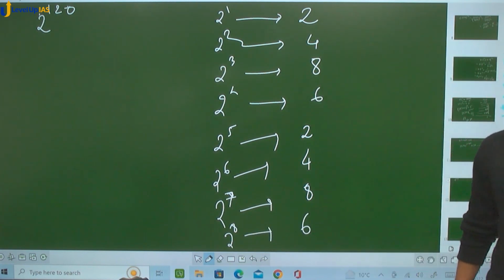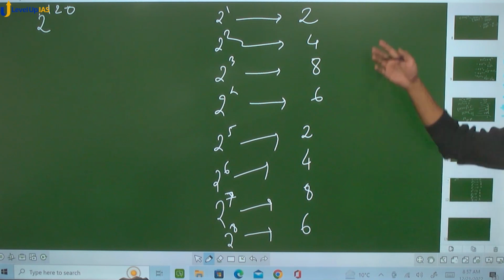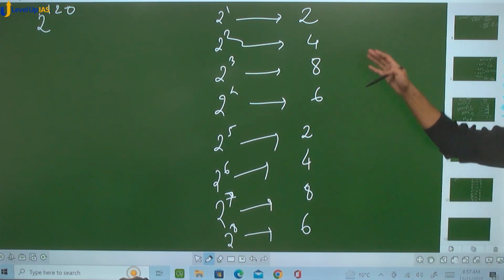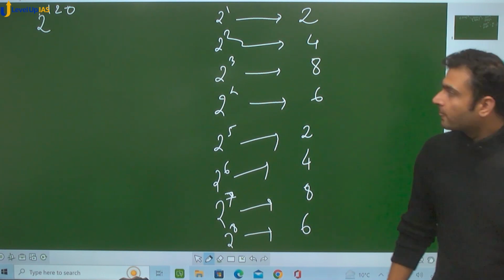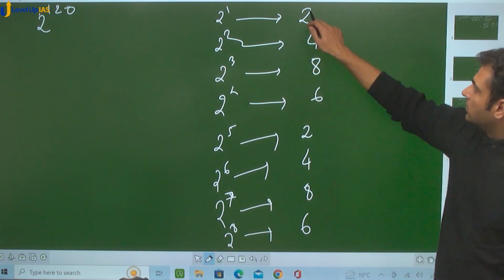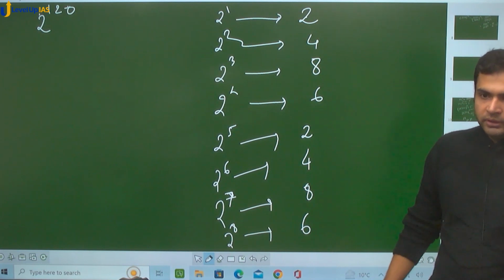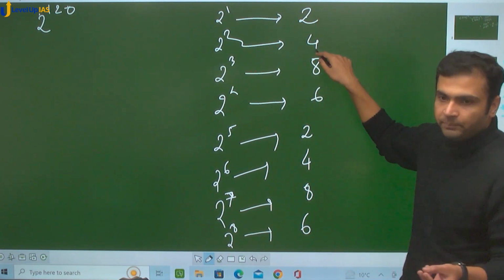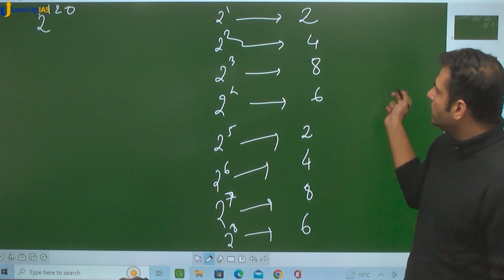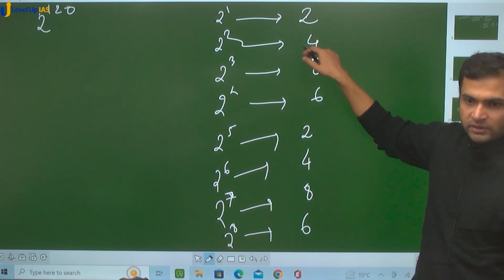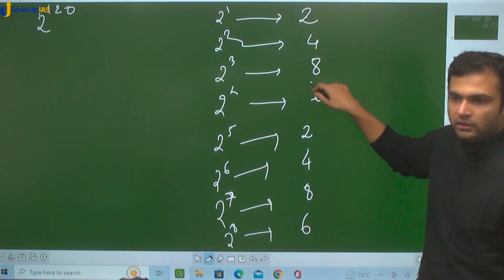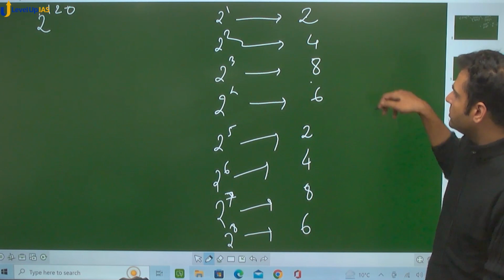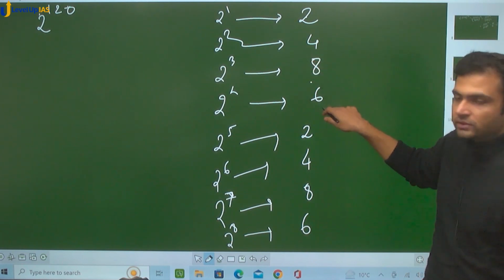Do we see a pattern? 2, 4, 8, 6, then 2, 4, 8, 6. Why is this happening? First you get 2. Then you multiply it by 2. With the next power, one more 2 comes. 2 into 2 is 4. Next power comes, 2 into the units place: 2 into 4 is 8. Then one more 2 comes and it tries to multiply at the units place. 2 into 8 is 16, so 6.